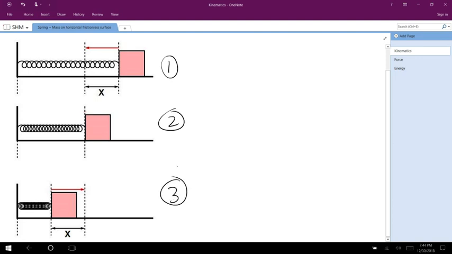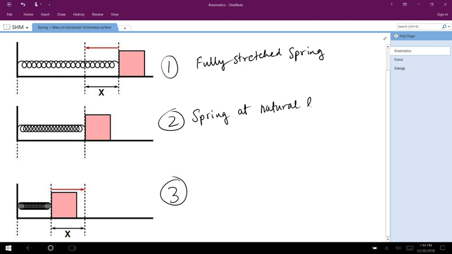Position number 1 represents a fully stretched spring. So this is the fully stretched spring. Position number 2 is the spring at its natural length. And finally, position 3 is the fully compressed spring.